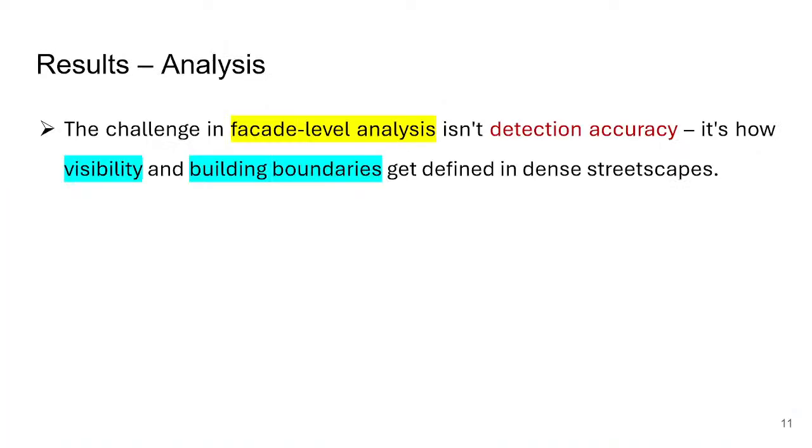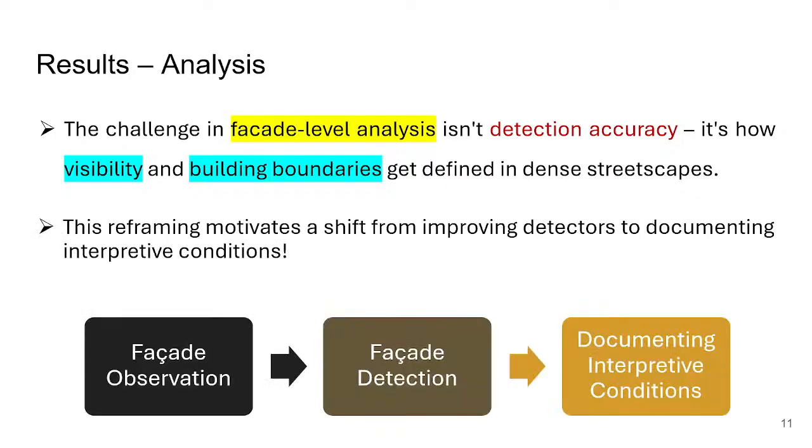Considering that, we performed further analysis and inferred that the challenge in facade level analysis is not the detection accuracy, but how visibility and building boundaries are defined in dense streetscapes. So that becomes our central question from now on. And we reframe our motivation. We started with facade observation, then shifted to facade detection. Now we are looking at how to document the interpretive conditions.